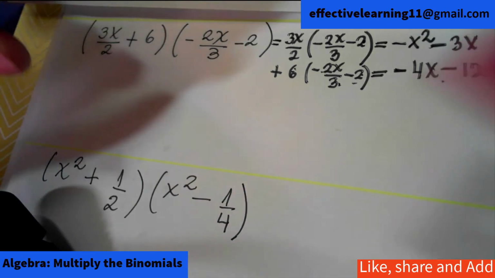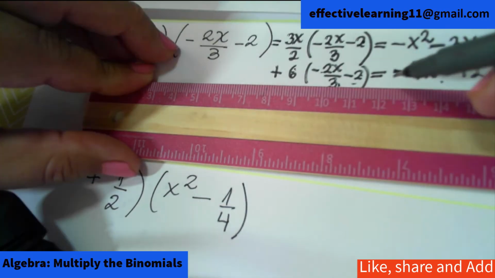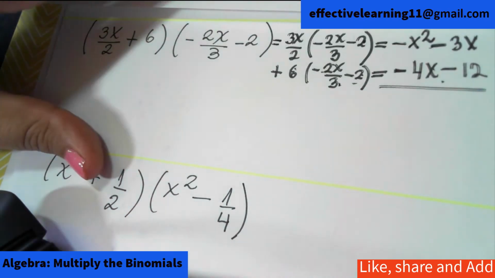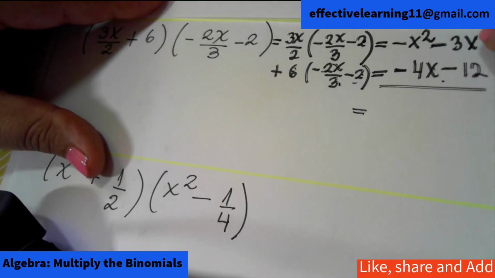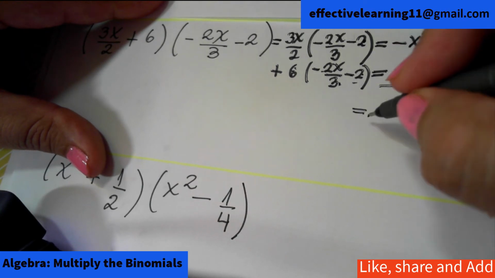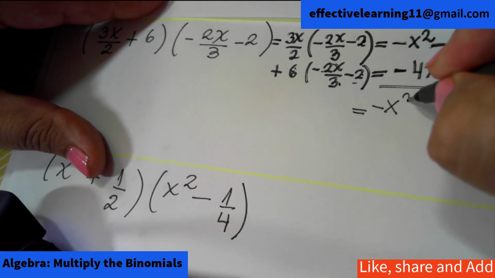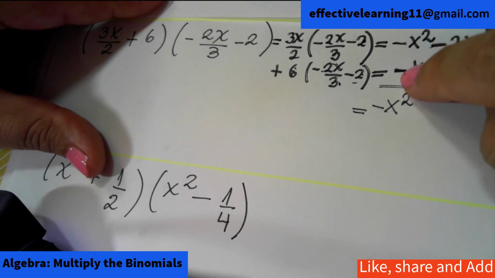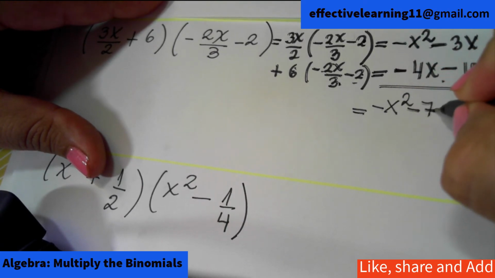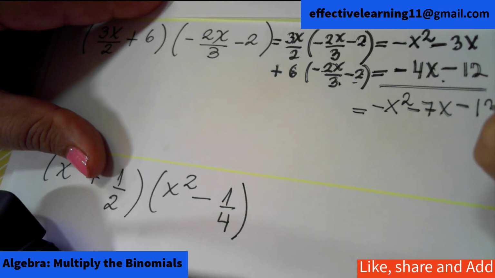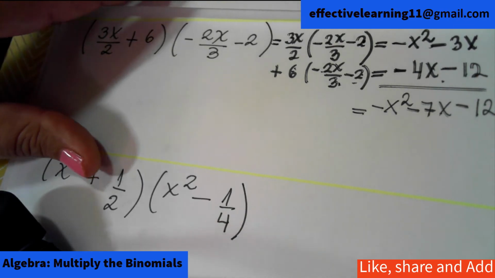Now we have to get the final solution because both are partial answers. So the final solution is going to be equal to x squared. You don't have any of them. Negative x squared, you just copy. Negative 3x and negative 4x is negative 7x minus 12. This is the final solution.